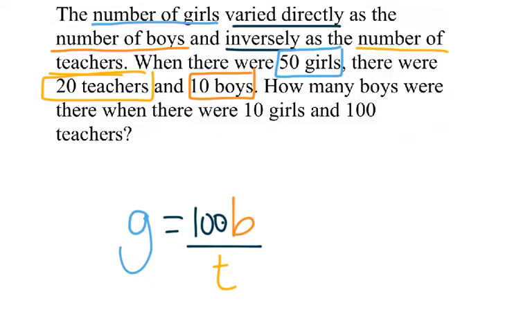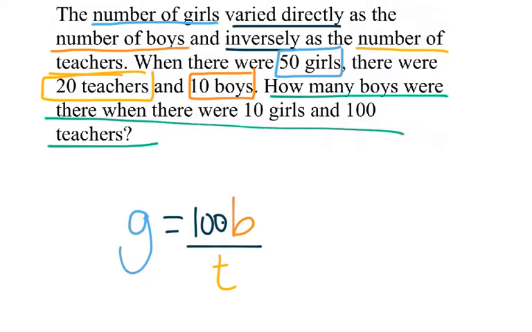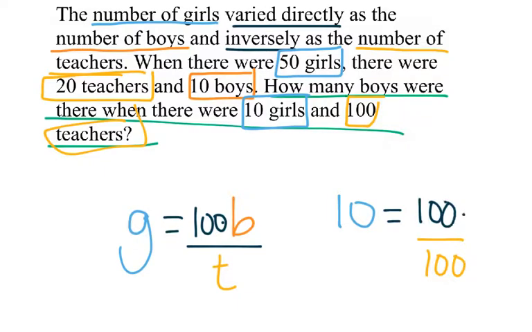And then the very last sentence is going to be what you're actually trying to find. So I'm looking for how many boys there were when there were 10 girls and 100 teachers. I know that my girls is 10, I know that I have 100 teachers, I know that my K is 100, and I'm just trying to get B by itself.